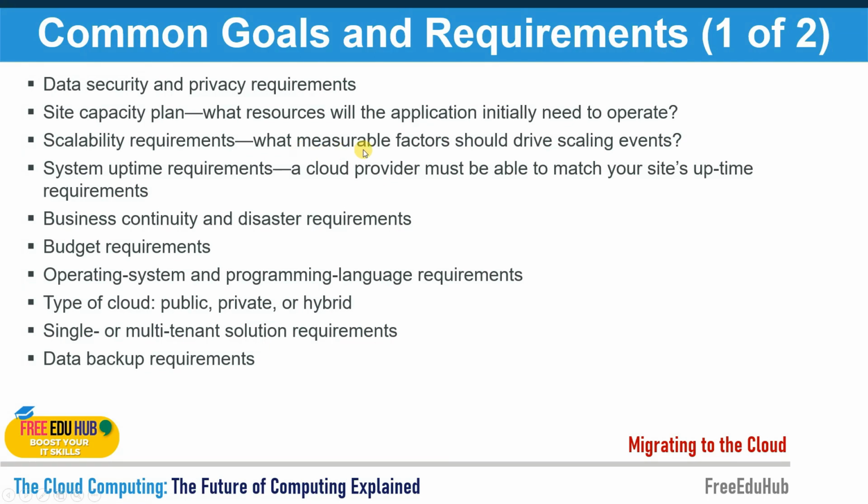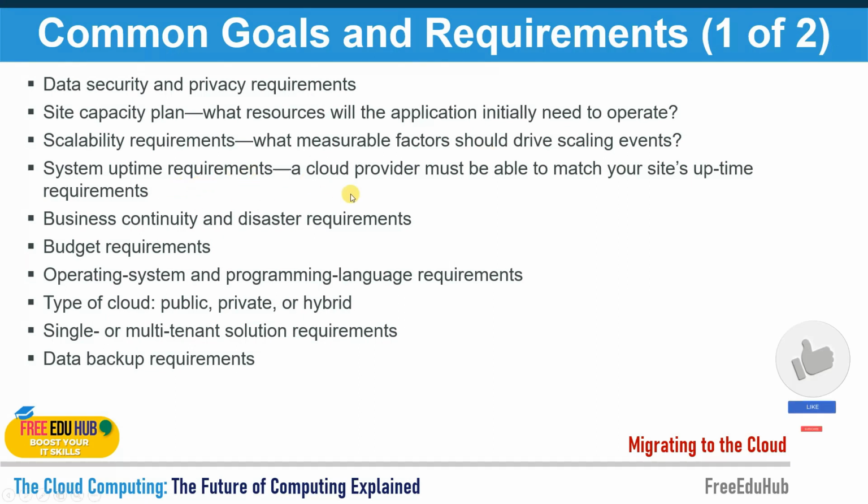Scalability requirements: what measurable factors should drive scaling the events? For example, you have a medium range of server available in the cloud, but you know that you have a sales period coming up, and usually you get very high sales in that specific time period. So what are the rules and regulations for that, how you will plan it well ahead of time so that you'll have the rapid elasticity available on that.